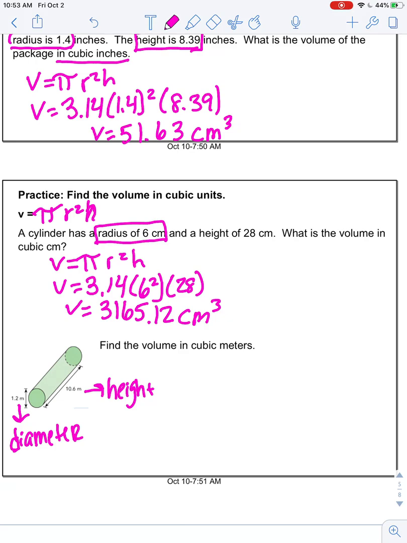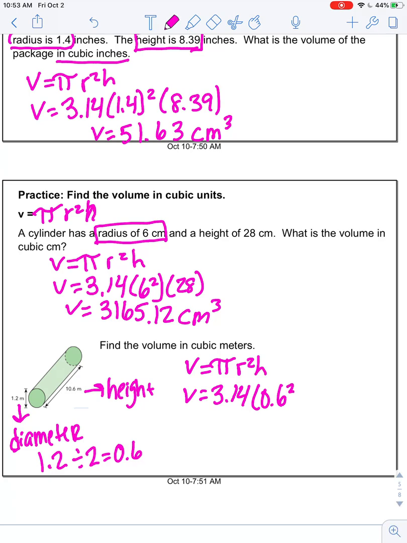For your second one, find the volume in cubic meters. V equals pi r squared h. 3.14 goes in for pi. We don't have a radius, so we need to find it. Our diameter is 1.2, so we need to divide that by 2, and we get 0.6. So our radius is 0.6 squared, and our height is 10.6. So we have 3.14 times 0.6 squared times 10.6, and we get V equals 11.98 centimeters cubed.